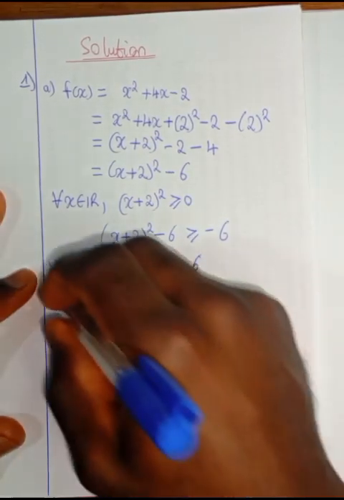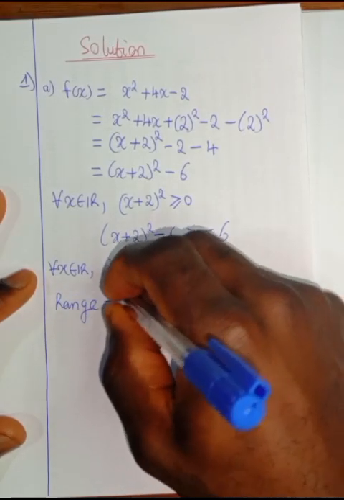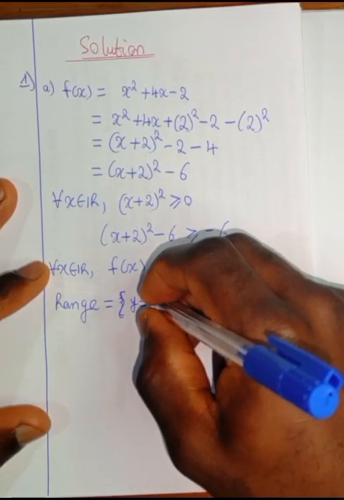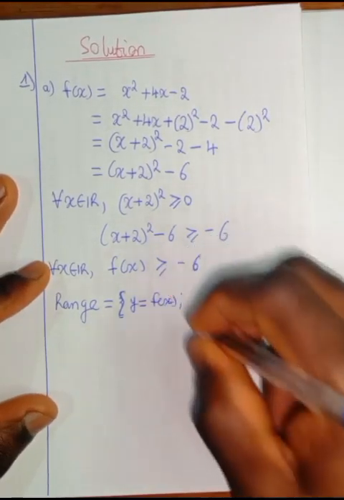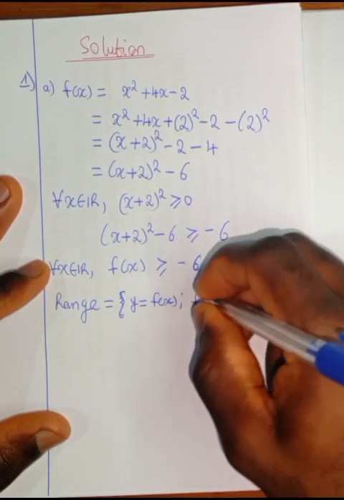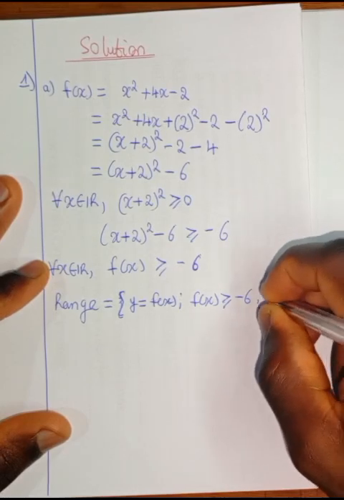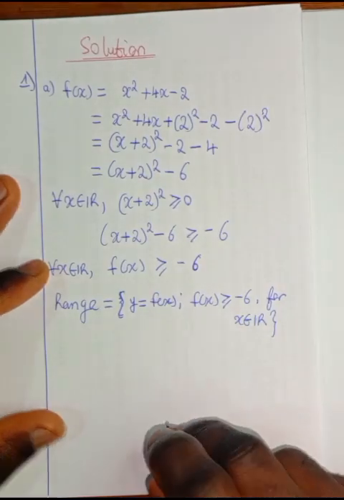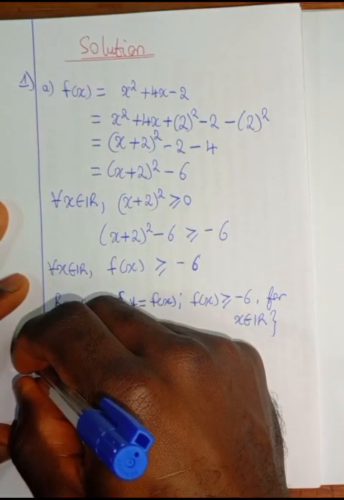Now we can write down the range. The range of our function f of x will simply be equal to the set y equal to f of x such that f of x is greater than or equal to negative 6, for x belonging to the set of real numbers. So this is the range of our function f of x equal to x squared plus 4x minus 2. We go to b.